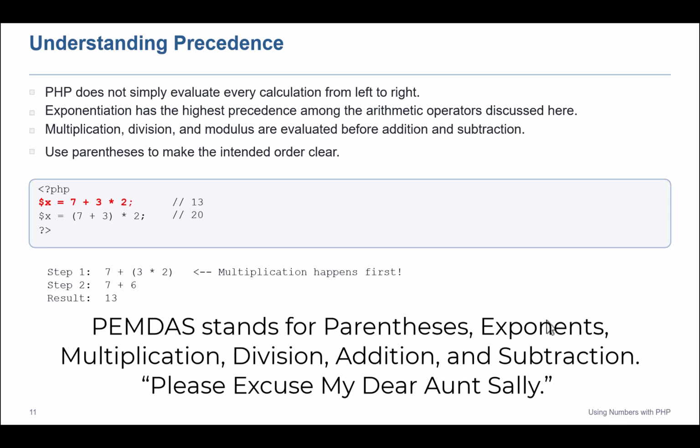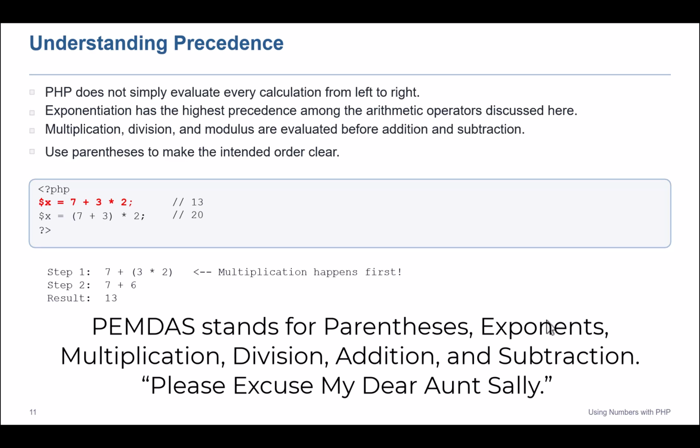Here is an example. We have the variable x, which equals 7 plus 3 times 2. If you evaluated the expression strictly from left to right, you might incorrectly get 20. However, because multiplication has a higher precedence than addition, PHP first calculates the 3 times 2, which equals 6, and then it adds 7, resulting in a final value of 13.